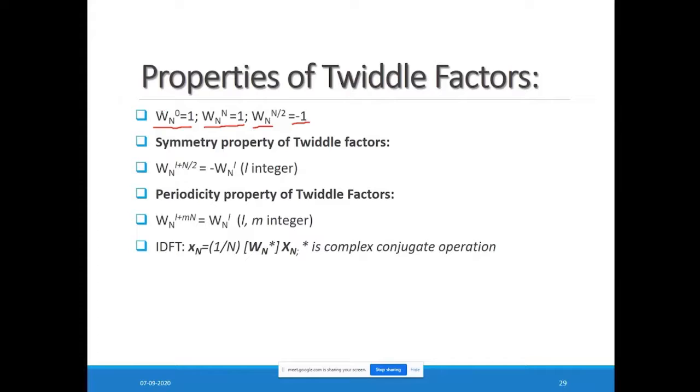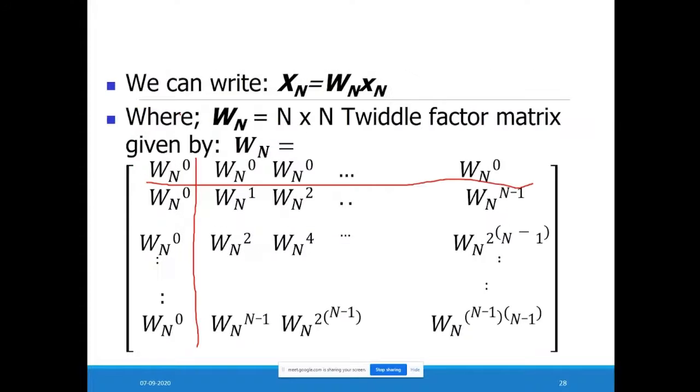So the three terms are available with us. Omega suffix n raised to 0 is equal to 1, omega suffix n raised to N is equal to 1, and omega suffix n raised to N by 2 is equal to minus 1. Hope all of you are clear about this.